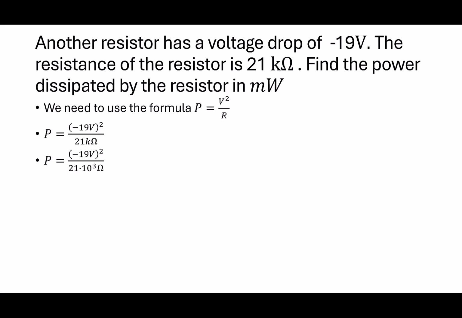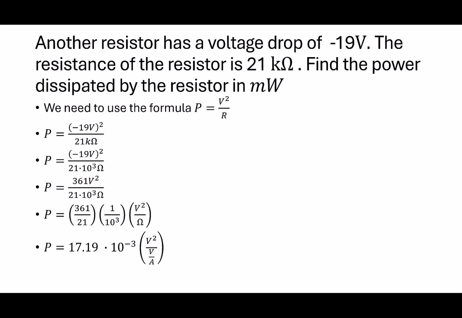We'll change 21 kilo ohms into 21 times 10 cubed ohms. Then I'll square the numerator. Negative 19 squared becomes 361 and V becomes V squared. Next I'll gather the information into three parts. I'll put 361 over 21. I'll put 1 over 10 cubed to show that 10 cubed was in the denominator, and then I'll put the units together, which is V squared over ohms.